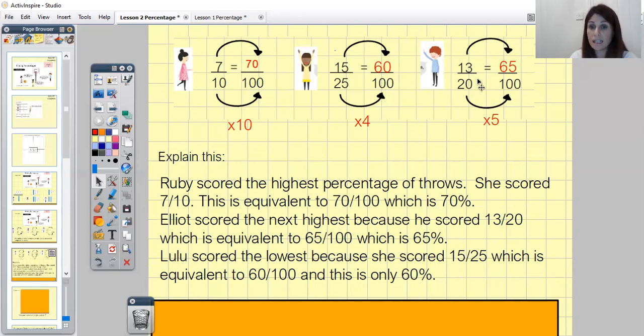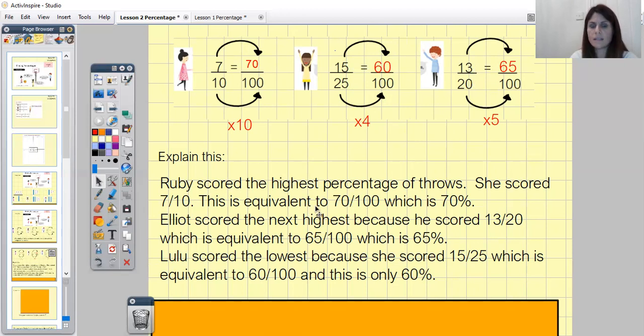Elliot scored the next highest because he scored 13 out of 20, which is equivalent to 65 out of 100, which is 65%. And Lulu scored the lowest because she scored 15 out of 25, which is equivalent to 60 out of 100. And this is only 60%.